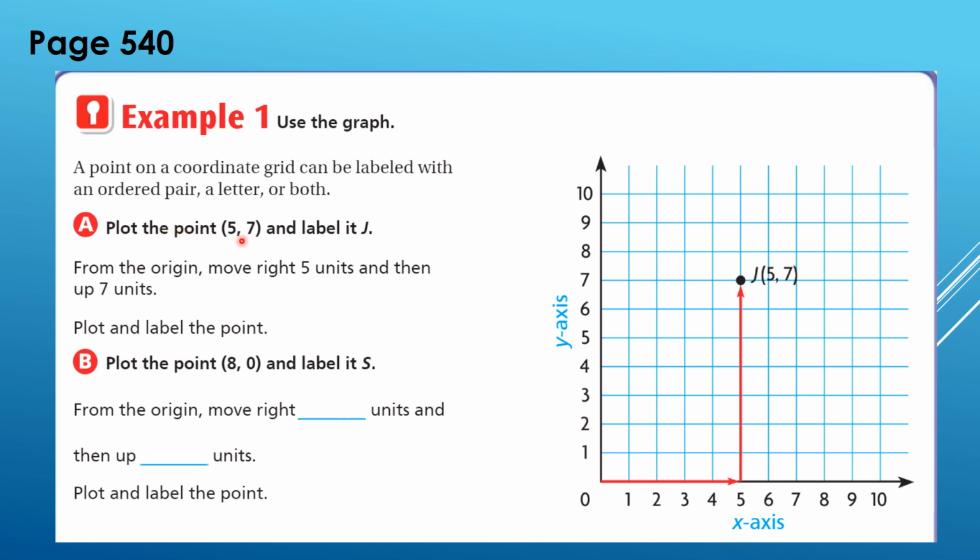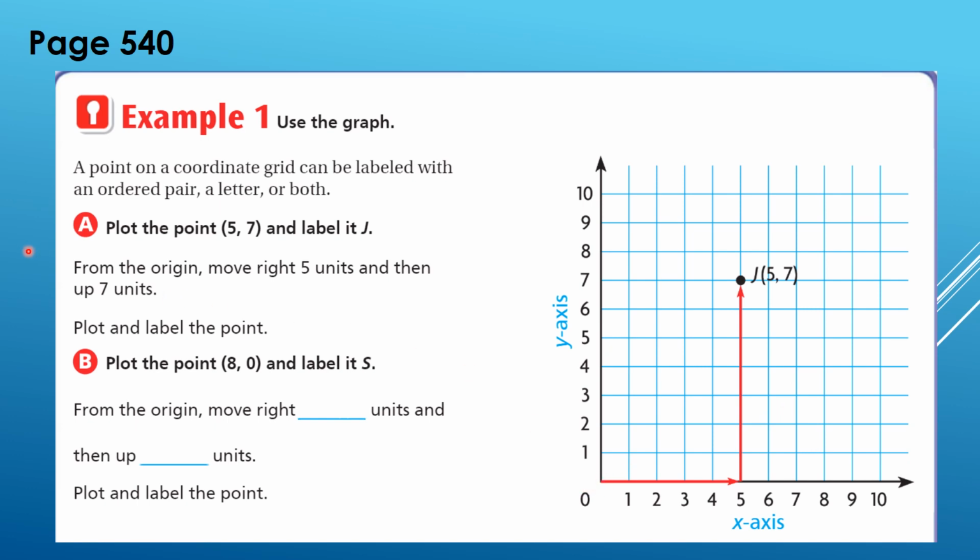Let's continue, page 540, and let's label another point. Plot the point (5, 7) and label it J. The book already did this, but how can we do that? It's very easy, by the way. There's another way of locating points, which is starting from the origin. Usually when you want to find your location, you prefer to start from an easy location, a place that would be your reference. In coordinate grids, my reference is always the origin.